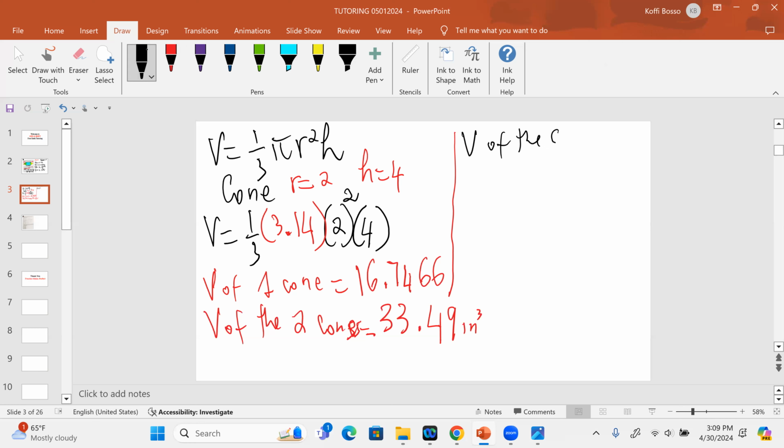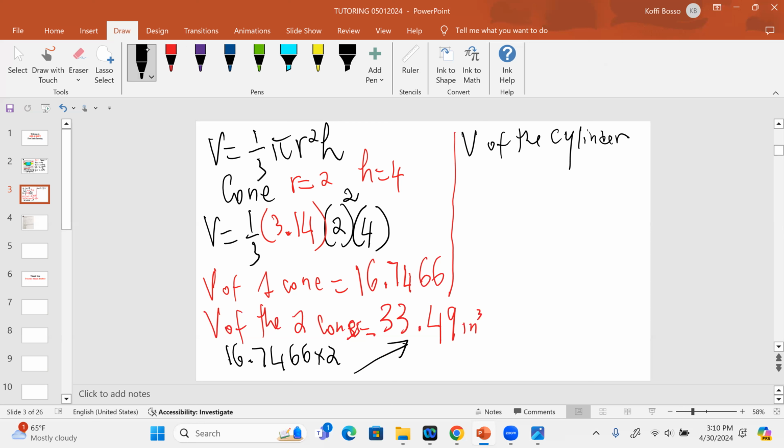You understand why we find the volume of the 2 cones, which is to take the 16.7466 and multiply this by 2, because we have 2 cones. Yes, okay.